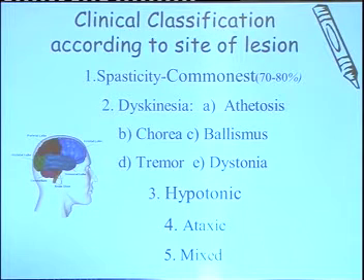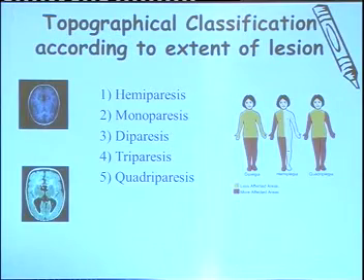The clinical classification according to the site of lesion: spasticity, this is about 70 to 80%. Dyskinesia: athetosis, chorea, ballismus, tremor, dystonia, all this. I'll be covering only the spastic part because orthopedic surgeons are concerned with this primarily. This is the topographical classification according to the extent of brain lesion. It can be hemiparesis, monoparesis, diparesis, triparesis or quadriparesis.